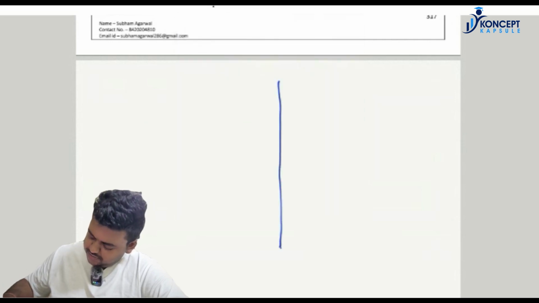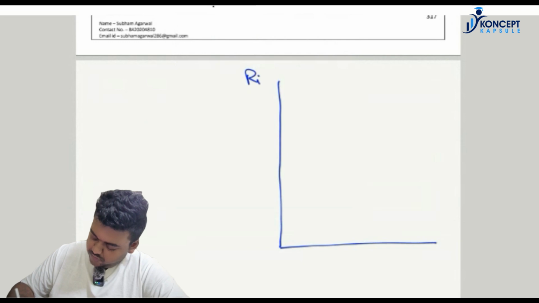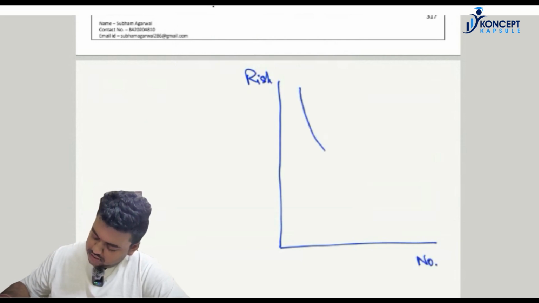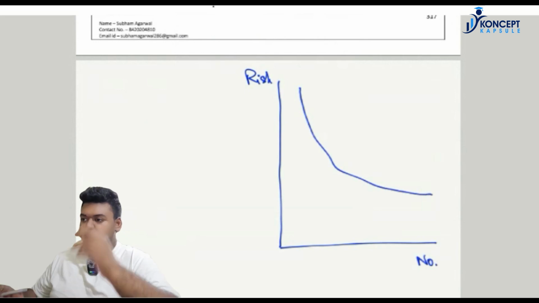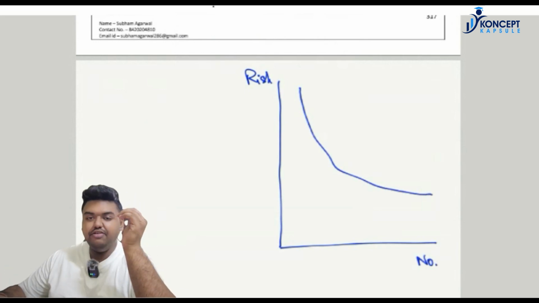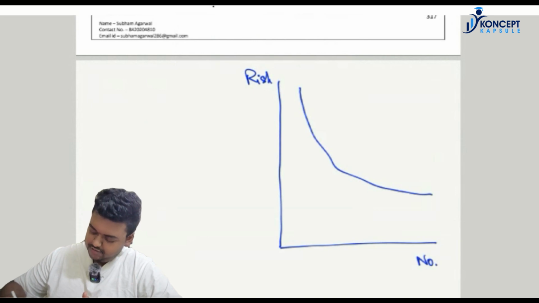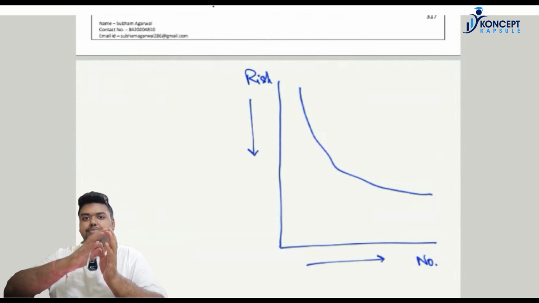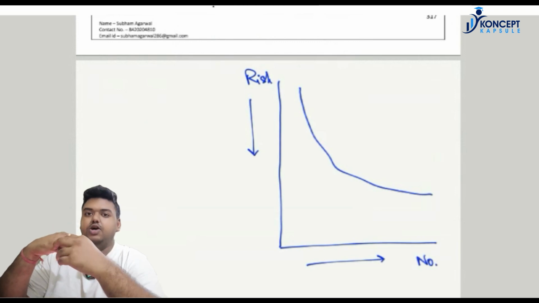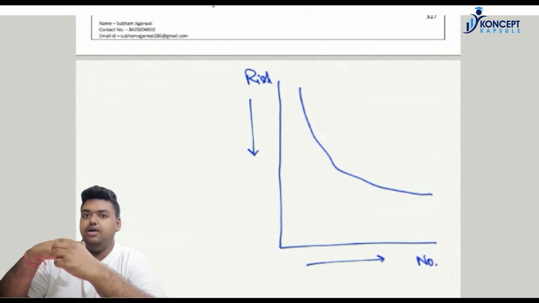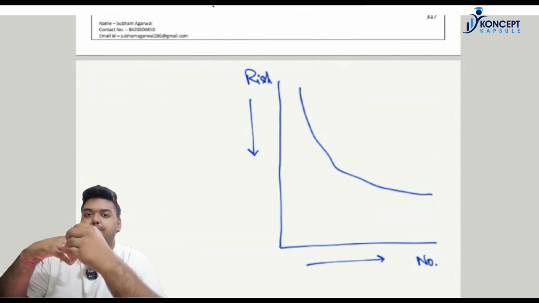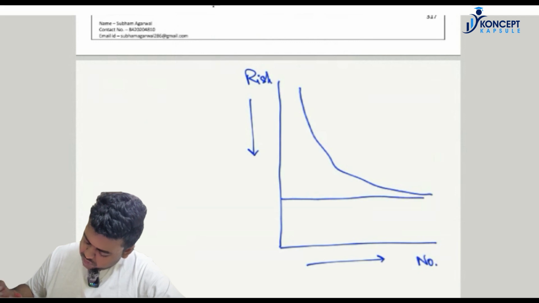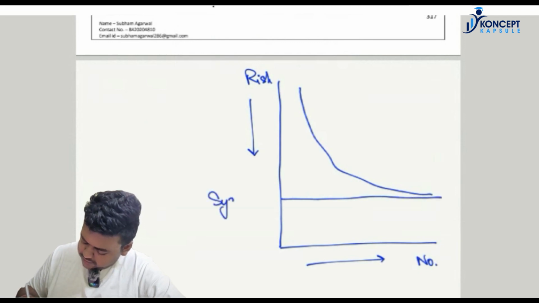Irrespective of the fact, this is risk, this is number of securities. And this is the total risk curve. If you see, beyond the point, the fall in the risk, this is the fall in the risk, and this is the increase in the number of securities. So we are seeing that beyond a point, when you are increasing the number of securities, the risk is not falling. Why? Because beyond a point of time, the risk that you are exposed to is the systematic risk.